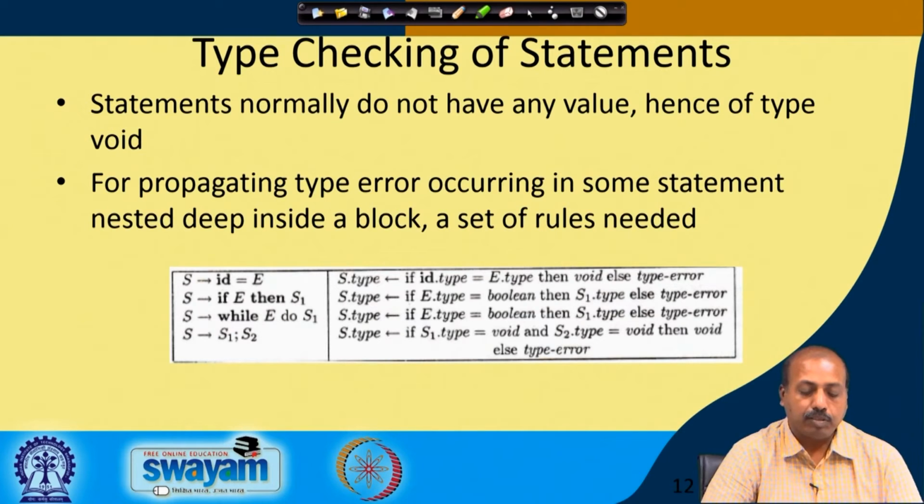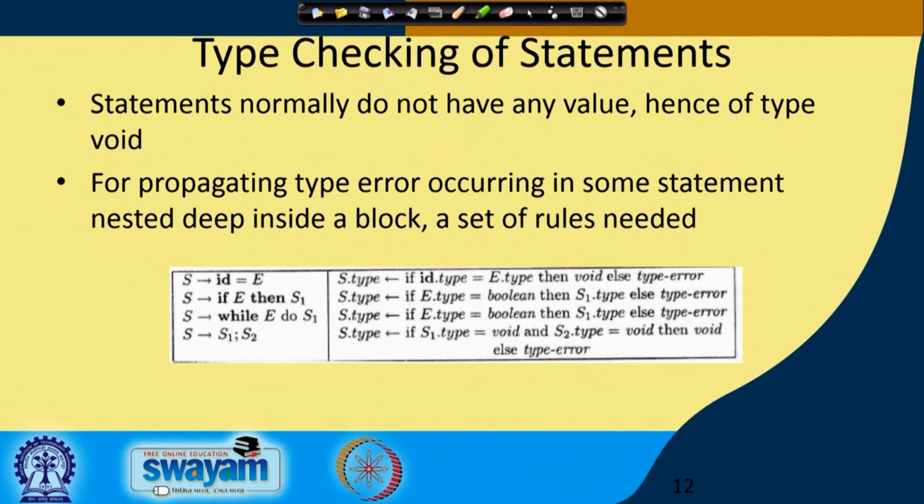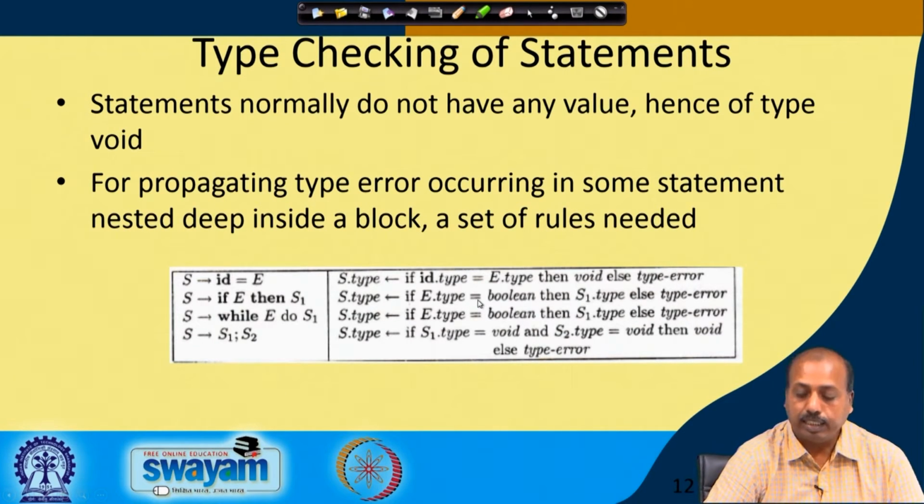Similarly, this one: if E then S1. So S dot type is S1 type if E dot type is Boolean, else type error.